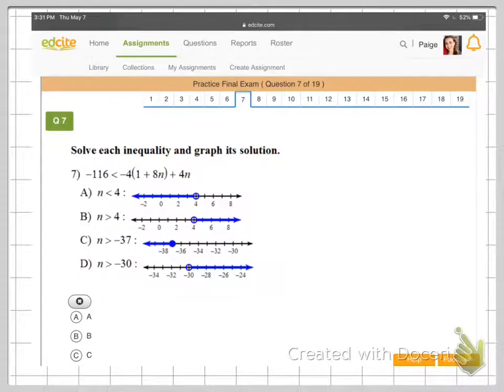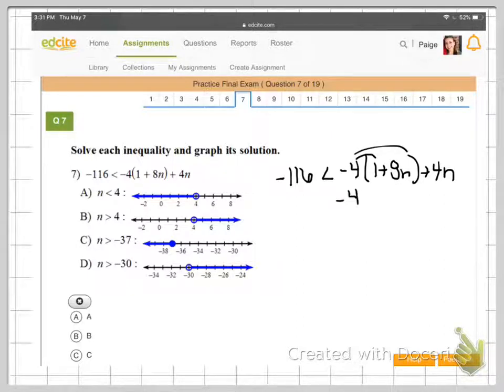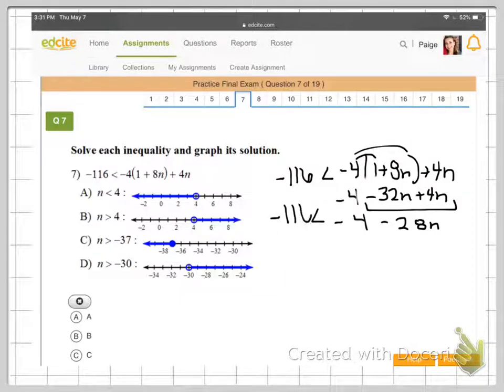On to the next, number 7. Getting crazier. So negative 116 is less than negative 4 times 1 plus 8n, plus 4n. All right. So first things first, let's distribute. So I would get negative 4 minus 32n. And then I'll bring down that 4n as well. So I will need to combine the negative 32n and 4n, which gets us the negative 28n. And we'll bring down that negative 4 and our inequality, and then the 116.